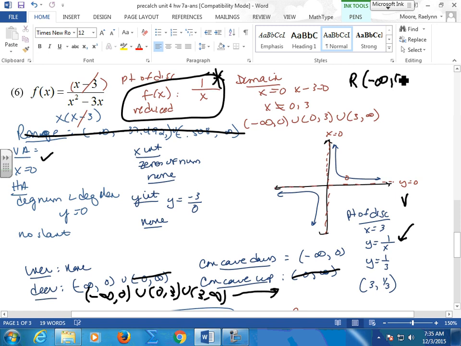Just trace it with your pen. Come up from the bottom. Whoops, got stuck at this point. Got to jump over the 0. I keep coming up. Whoops, there's a value I got to jump over. What's that y value?